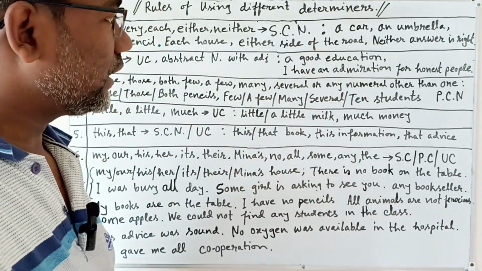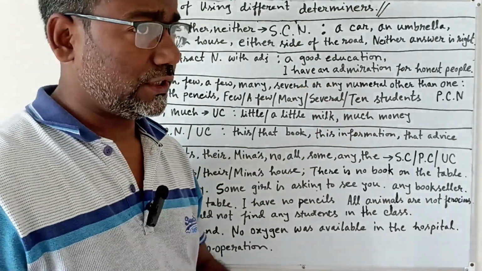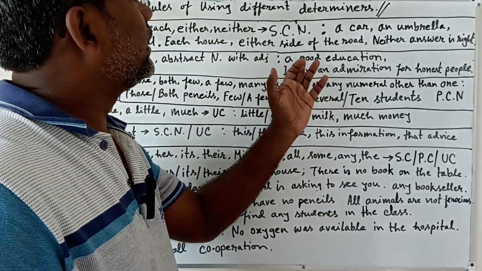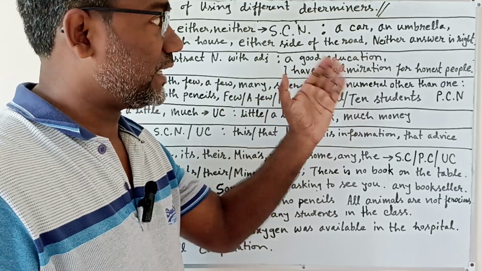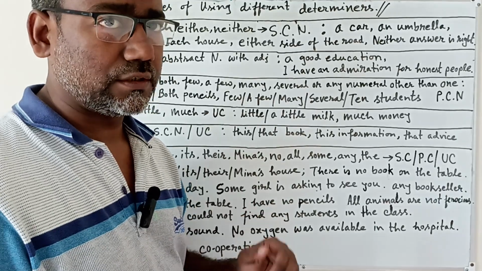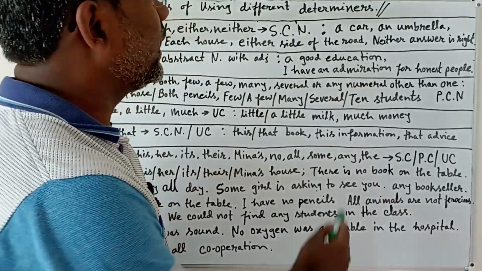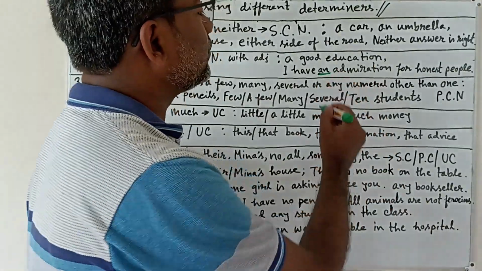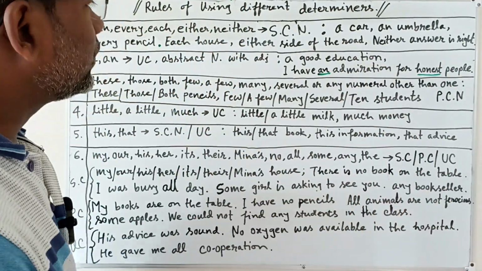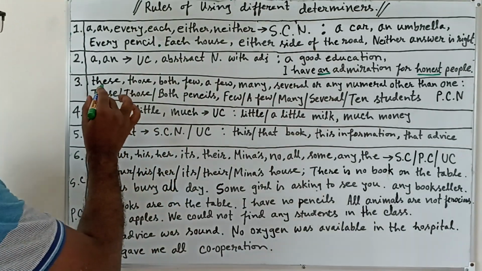A good education. Normally if you say education, you only say education, no article, a or an. You can't say an education. I have received an education. No. I have received a good education. It's right. Next example, I have an admiration for the honest people. An admiration. Here an comes because there is an adjective after it. I hope you understood the rules. Let's move on to the next rule.